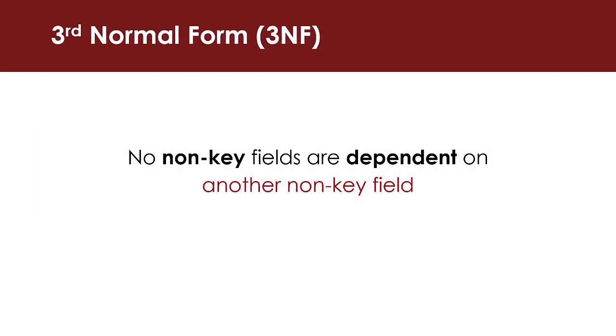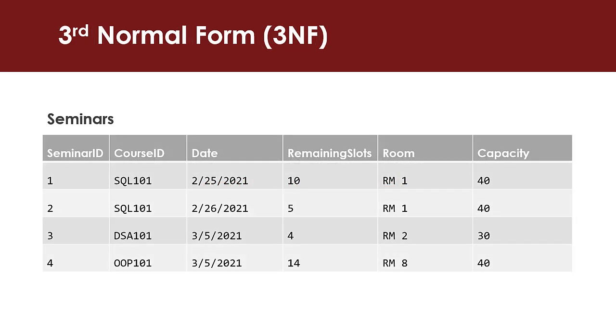The third normal form states that no non-key fields are dependent on another non-key field. Consider this example. This is the same table illustrated earlier. I've modified it so that it only has one field defined as primary key. And then the course ID is a foreign key that references the primary key in the courses table. Same as with the previous illustration, the combination of course ID and date makes it unique. And the remaining three fields are considered to be non-key fields.